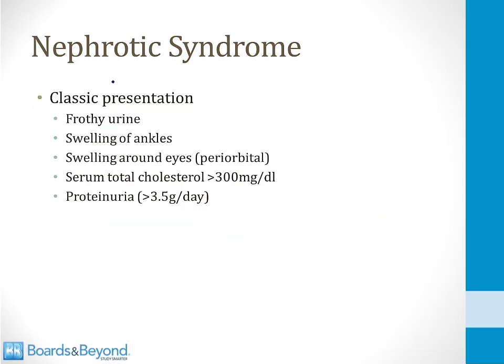So the classic presentation of the nephrotic syndrome is the development of frothy urine, swelling of the ankles from edema, swelling around the eyes. This is called periorbital edema. This is a classic form of edema to occur when albumin levels are low in the nephrotic syndrome. The serum total cholesterol will be high, usually greater than 300 milligrams per deciliter, and there will be proteinuria, and the proteinuria, importantly, is usually more than 3.5 grams per day. Protein in the urine at this level is called nephrotic range proteinuria.